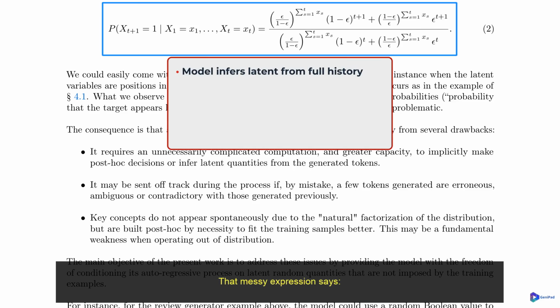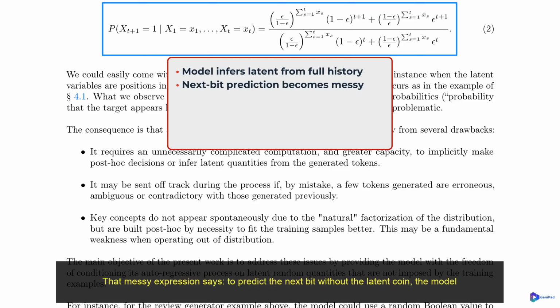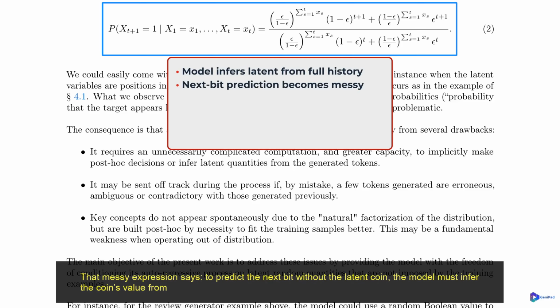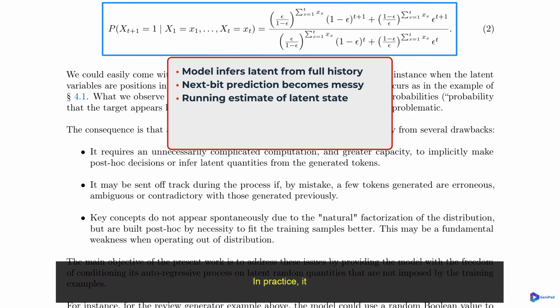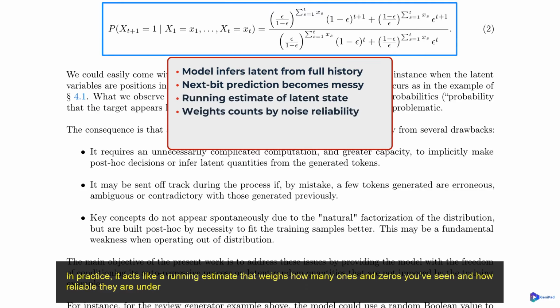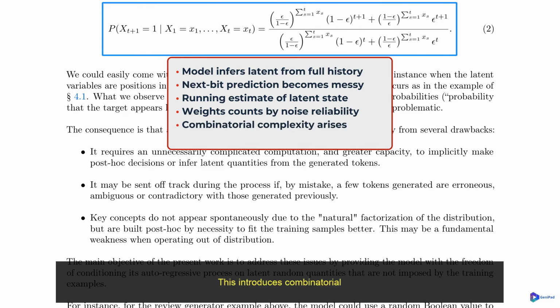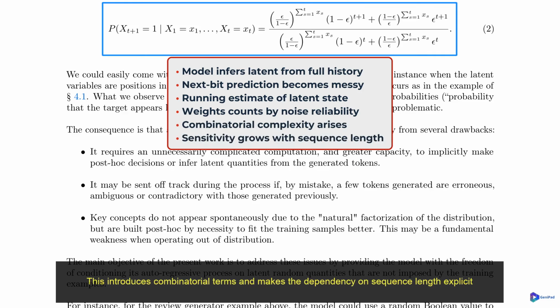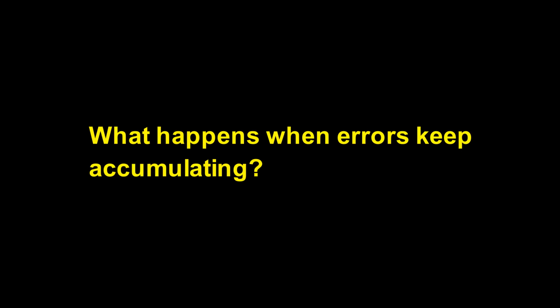That messy expression says, to predict the next bit without the latent coin, the model must infer the coin's value from the entire history. In practice, it acts like a running estimate that weighs how many ones and zeros you've seen and how reliable they are under the noise. This introduces combinatorial terms and makes the dependency on sequence length explicit and brittle.